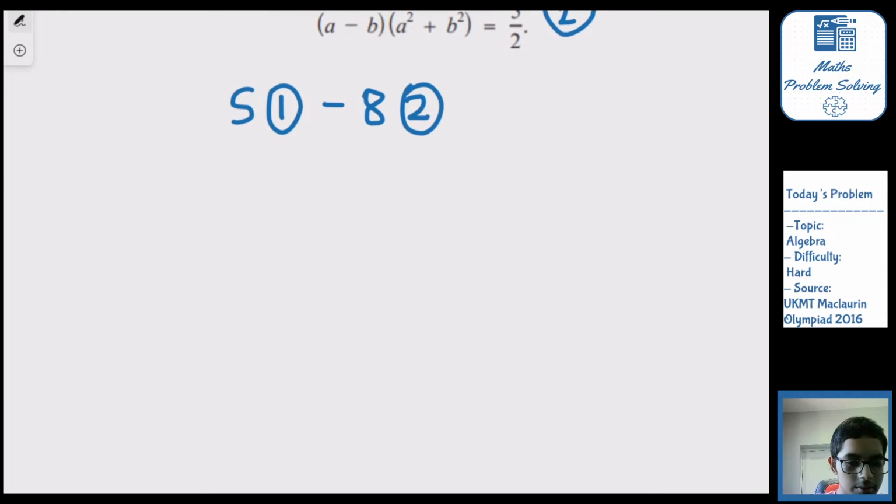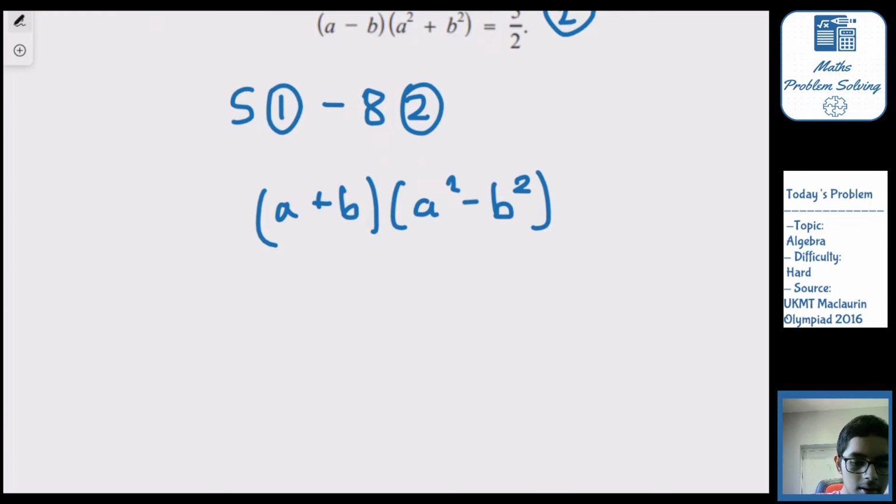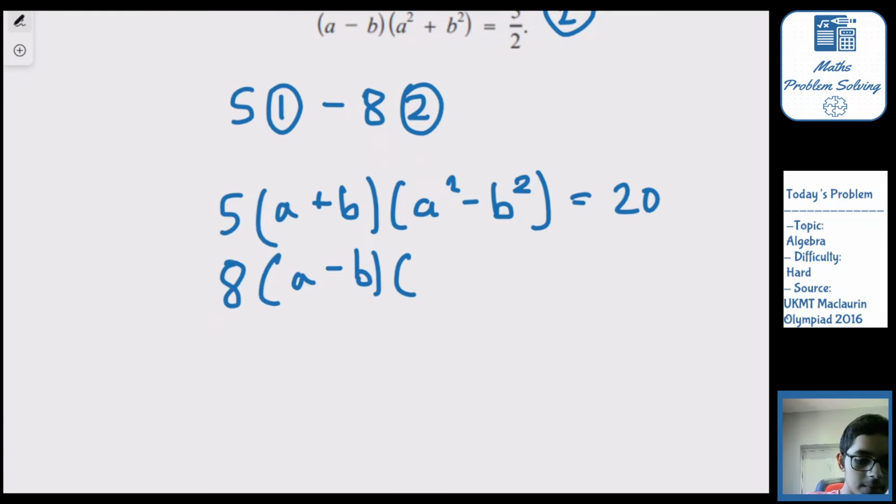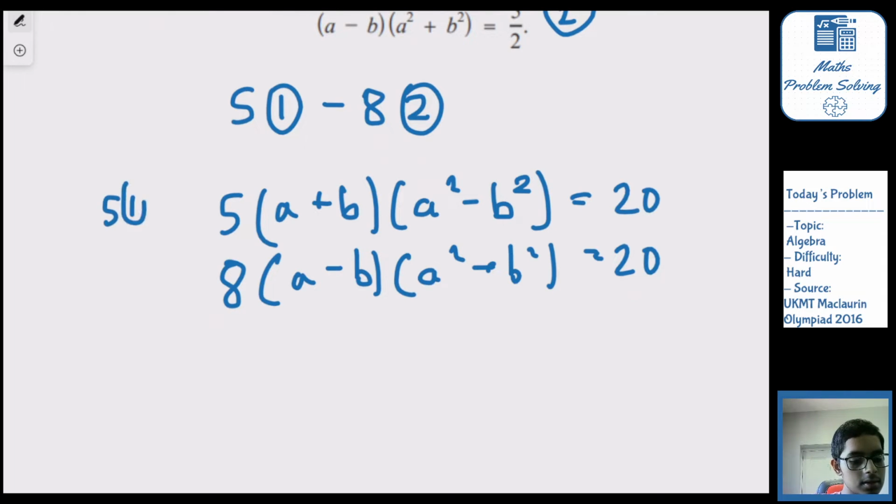So if we write this as a plus b, a squared minus b squared equals 20, 5 times all of this equals 20. And 8 times a minus b, a squared plus b squared, this also equals 20. So the first equation is the 5 times 1, and the second one is the 8 times 2.